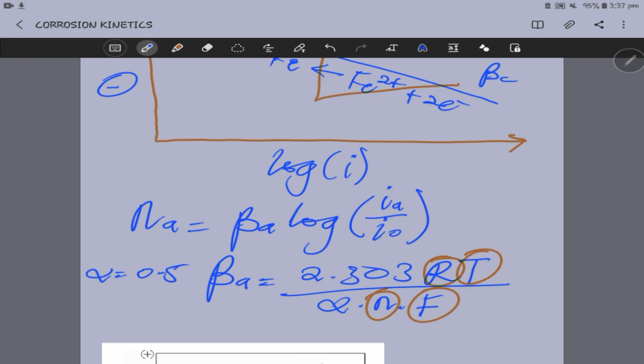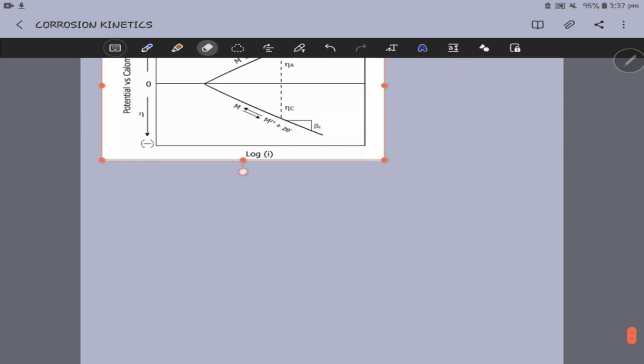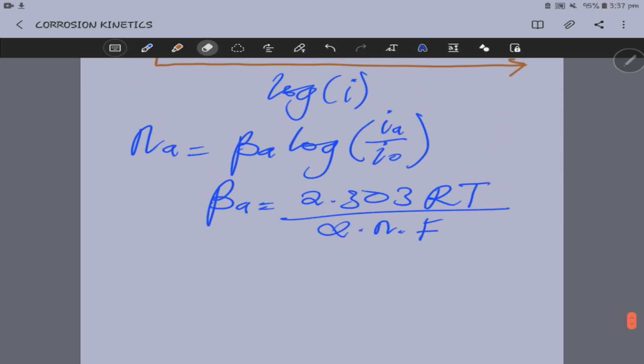That will mean that half of the applied potential is used for the anodic reaction, half is used for the cathodic reaction, right? So 0.5 in this case. And then for the cathodic as well, we have a similar equation. So this is what happens for the overpotential for the cathodic, this way.